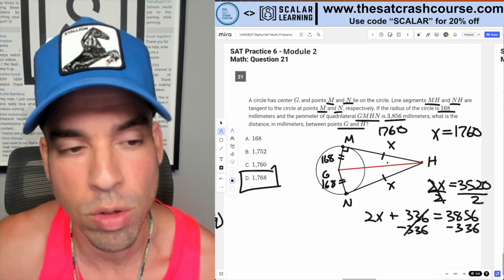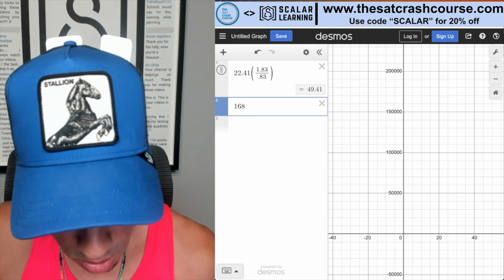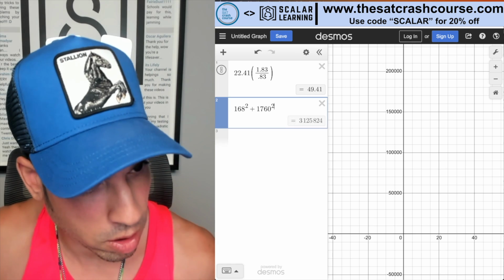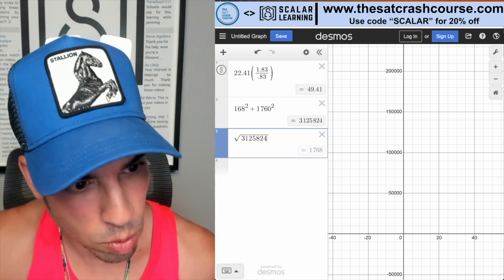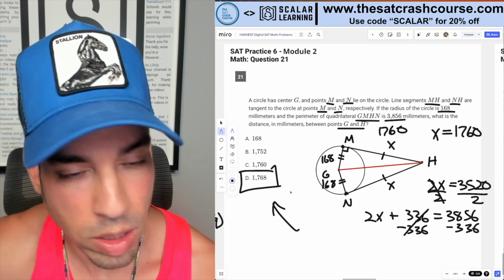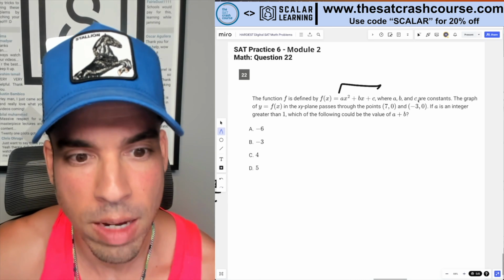But I'm going to prove it for you using Pythagorean's theorem in Desmos anyways. So 168 squared plus 1760 squared is that number, and the square root of that number gives us 1768. So D is definitely the winner. Done. The function f is defined by this, so it's quadratic, where a, b, and c are constants.